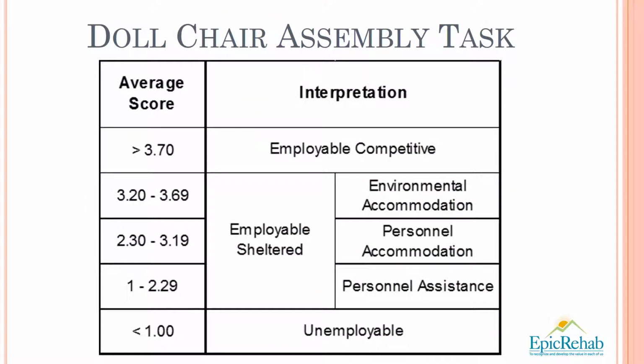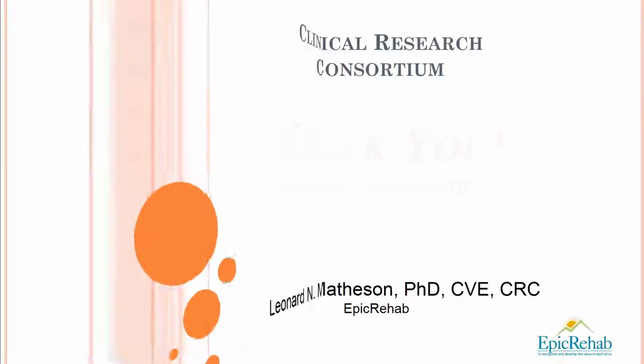Once the DCAT has been completed, the behavioral checklist is used to calculate a score that gives a general measure of employability. The measure has 5 levels that range from unemployable to competitively employable. The 3 levels of employable sheltered are dependent on the degree of accommodation that must be provided by an employer.